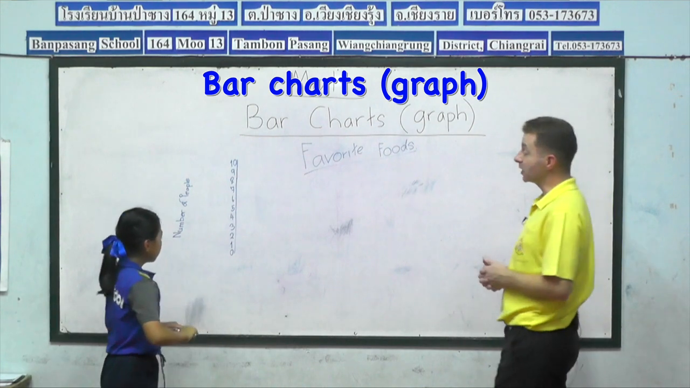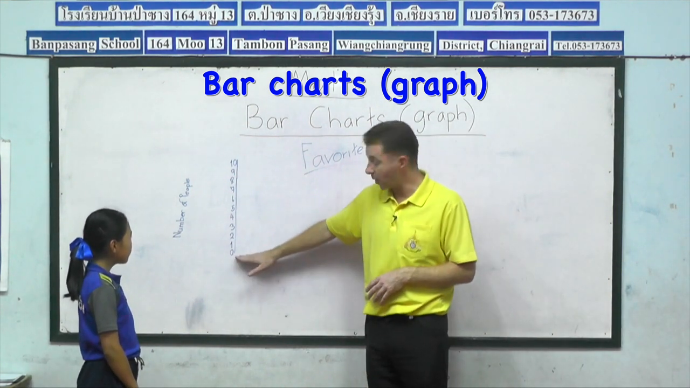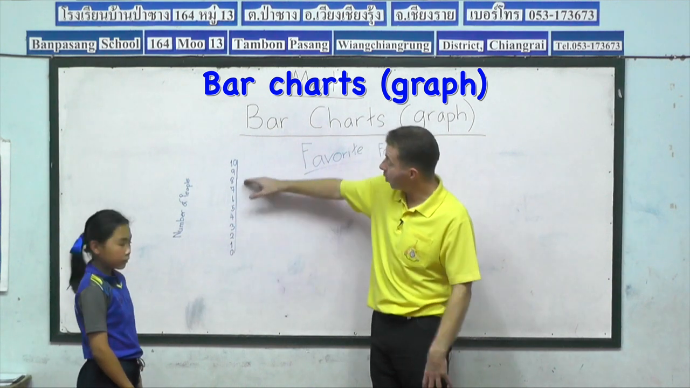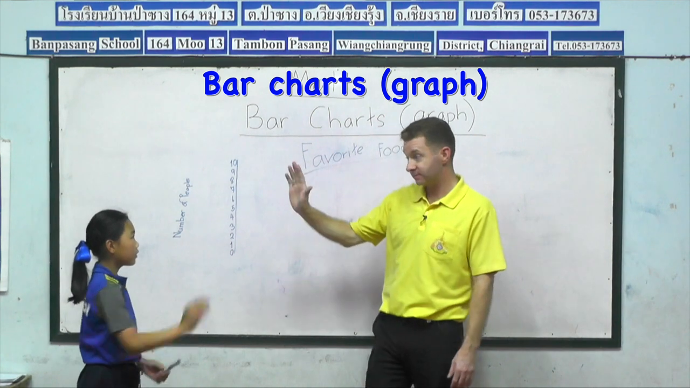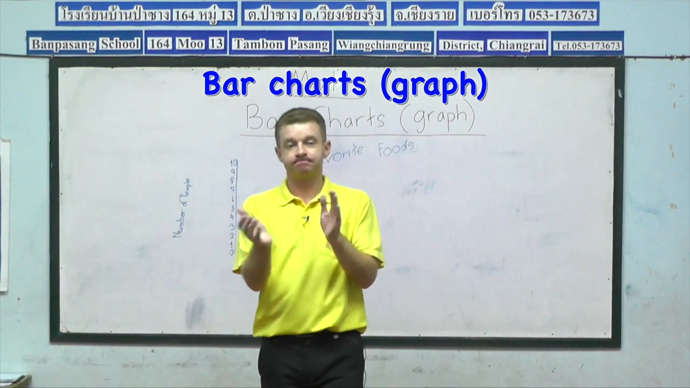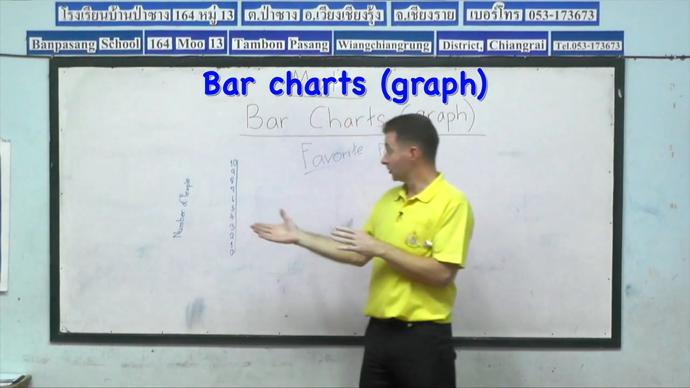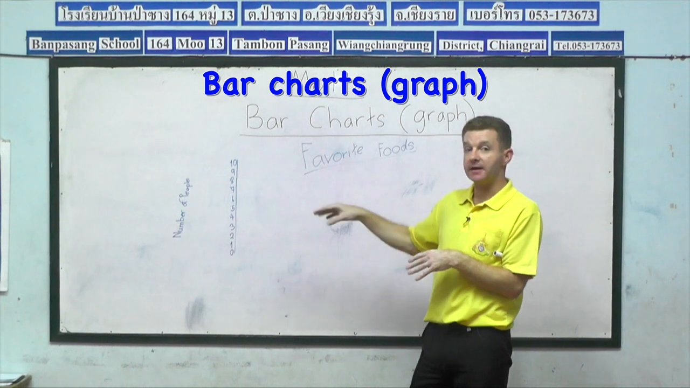Brilliant, Nadia. So you can see straight away, we have a scale now for our vertical axes. The bottom, 0, and then all the way up to the top, 10. Nadia, that was brilliant. High five, big round of applause for Nadia too, guys. So that's our vertical axis taken care of with its label and its scale.